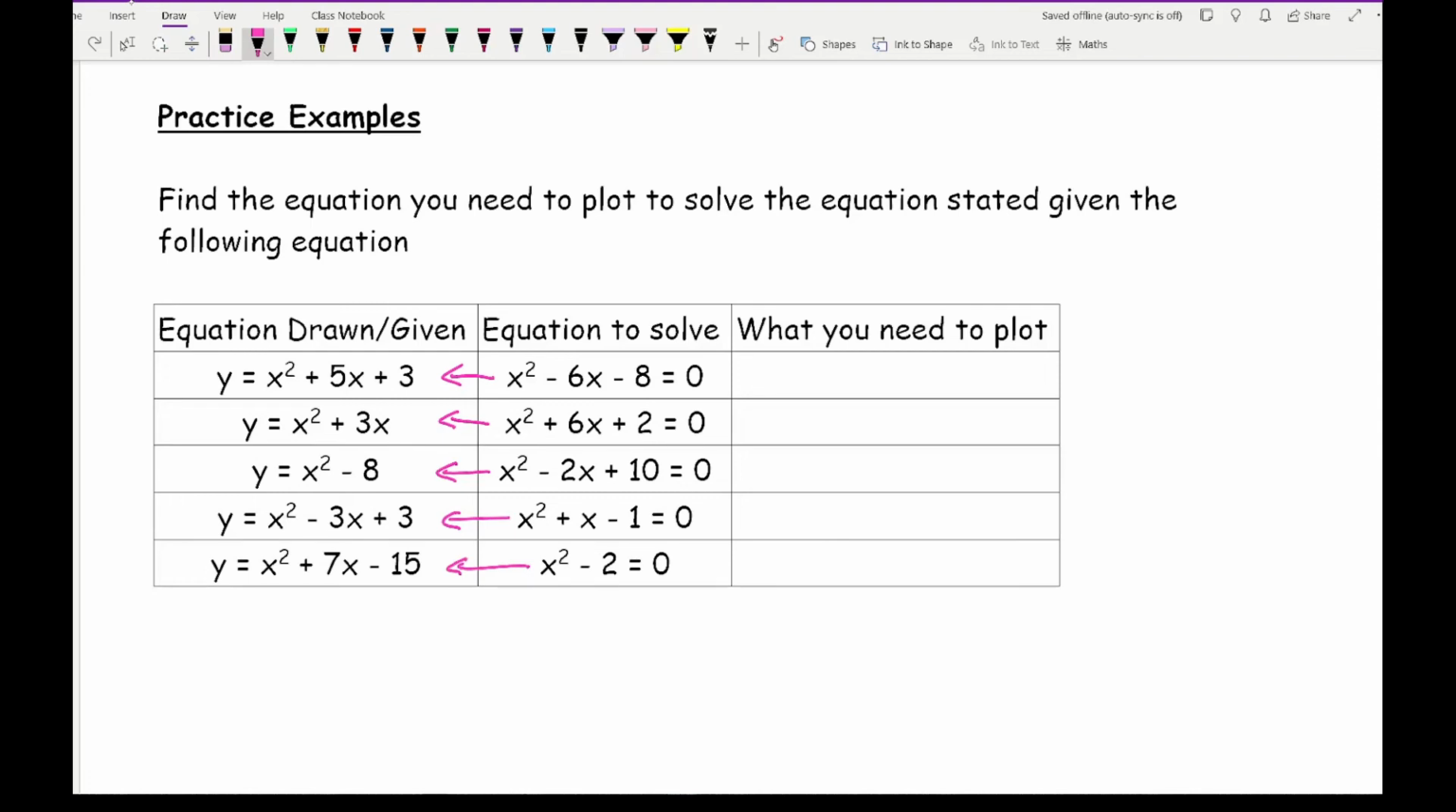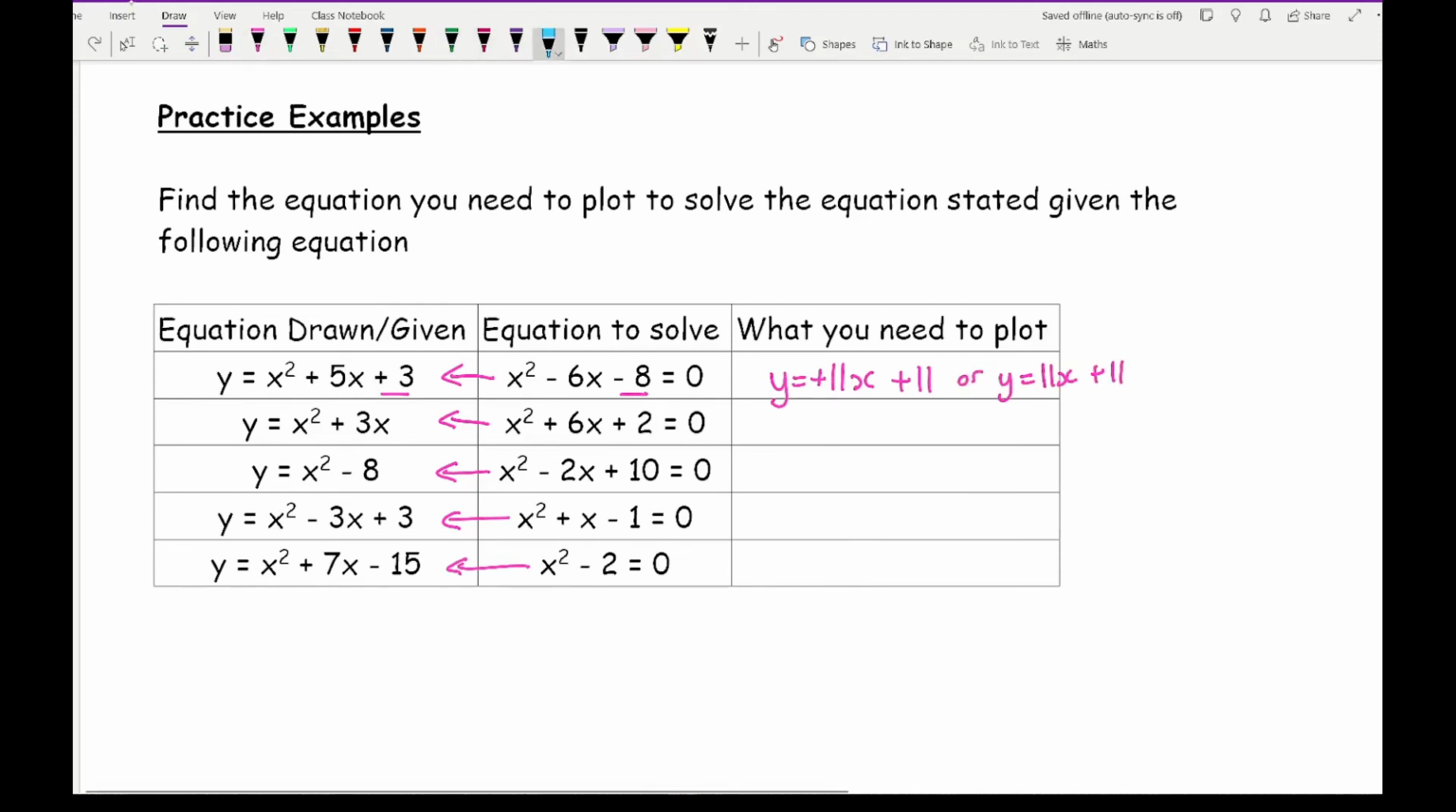So in the first example, I want minus 6x, but I want to get to positive 5x. So I need to add 11 x's. Then to get from minus 8 to positive 3, I need to add 11. So the equation I need to plot is y equals 11x plus 11.